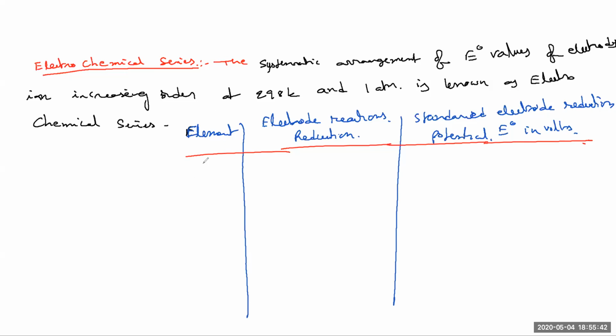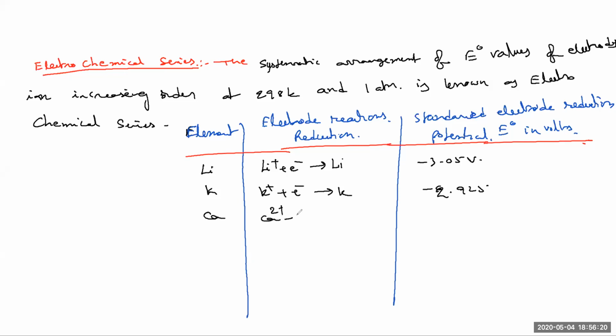Start from lithium. What is the reduction potential? Lithium plus takes an electron and becomes lithium. So the E naught value is minus 3.05 volts. Next, second one is potassium. K plus electron becomes K. The value is minus 2.925. Next, calcium.